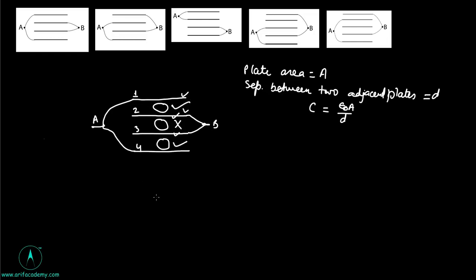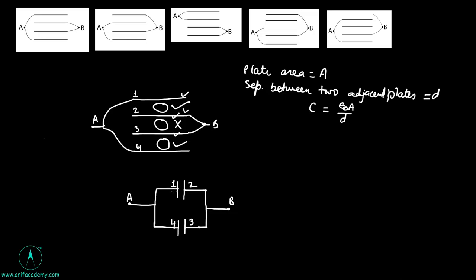We have to see whether they are connected in series or parallel. So point A is connected with 1 and 4, so I can make it like this: plate 1 and plate 4 are connected to A. Plate 1 makes a capacitor with plate 2 and plate 4 makes a capacitor with plate 3, and 2 and 3 are joined and designated as point B.